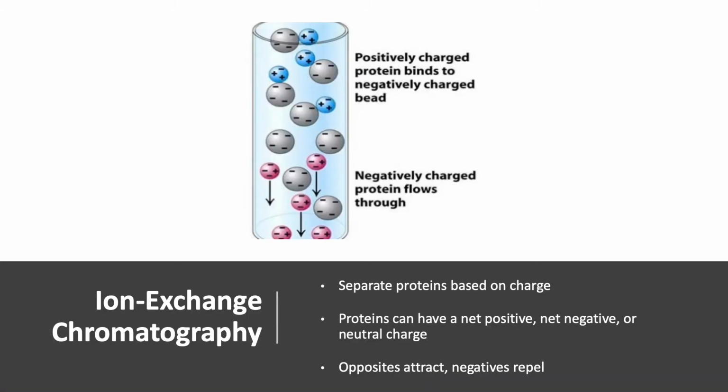Proteins are composed of amino acids and can have a net positive, net negative, or neutral charge depending on the side chains. Ion exchange chromatography uses the reversible electrostatic interaction of the stationary phase matrix to separate proteins based on charge. In the case of cation exchange chromatography, positively charged proteins are separated as they bind to the negatively charged beads, while the negatively charged proteins are washed away.